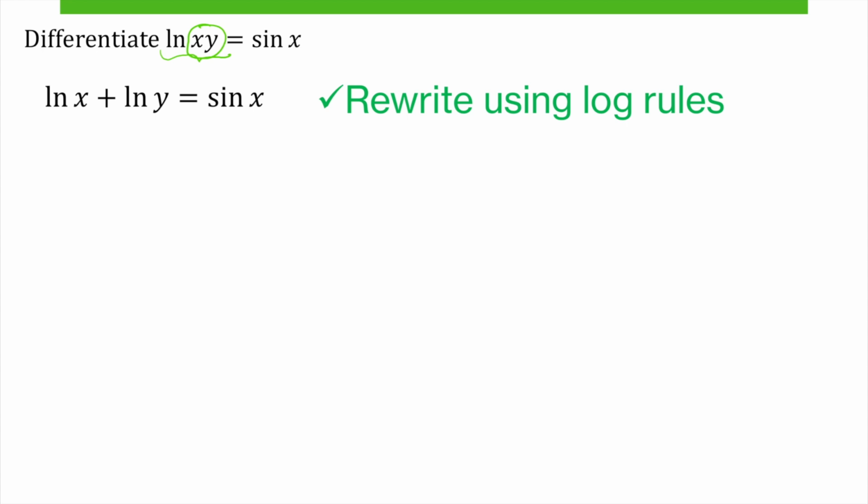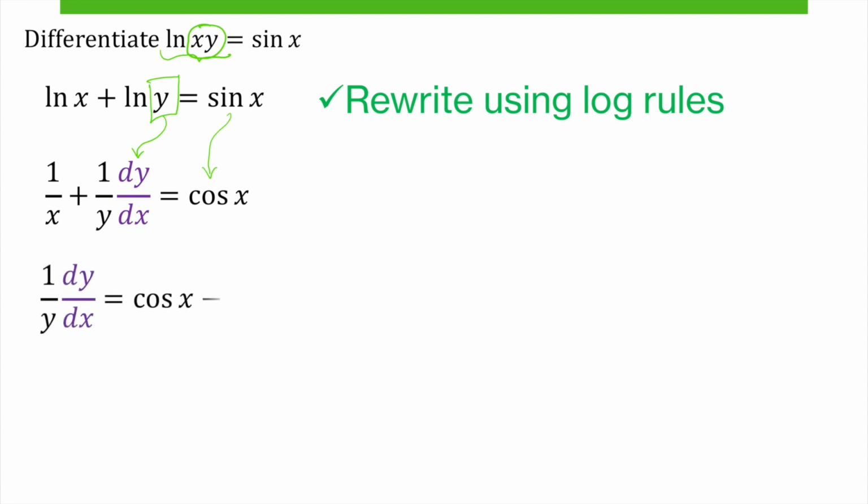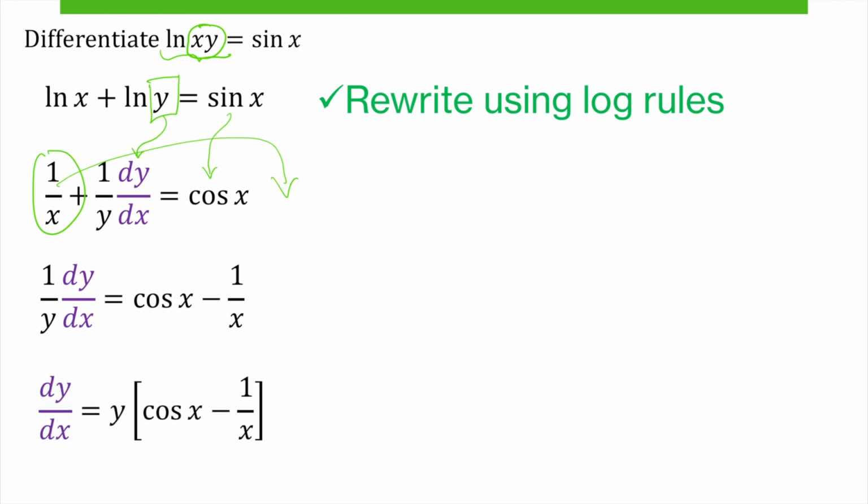So the derivative of ln of x is 1 over x. Derivative of ln of y is 1 over y. But because y is involved, we're following it up with the dy/dx. And then the derivative of sine x is cosine x. Again, that's the calculus. Here comes the algebra. So get this 1 over x to the other side. Multiply both sides by y, and you're done.